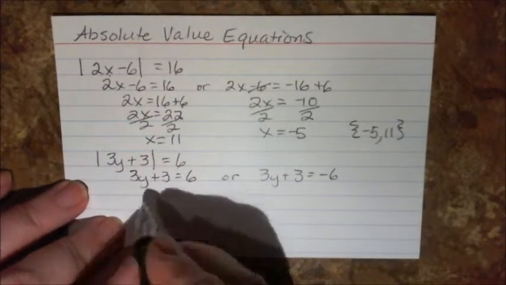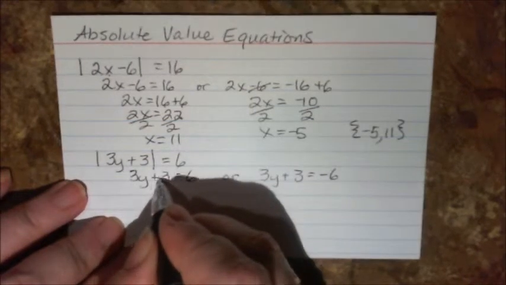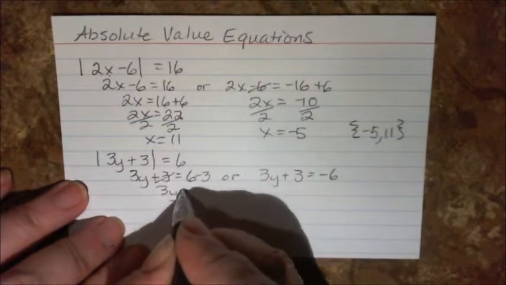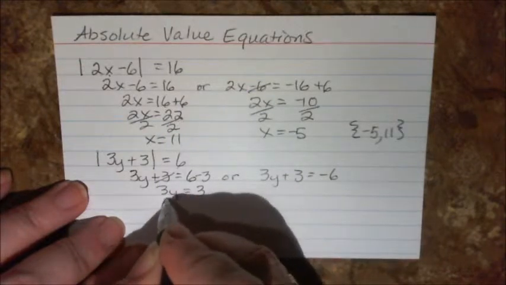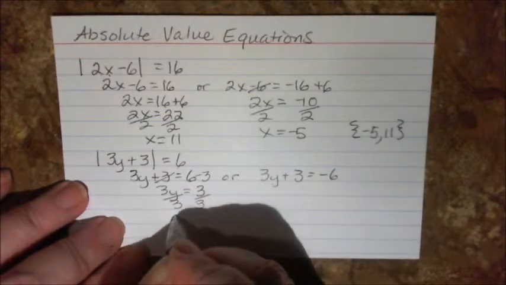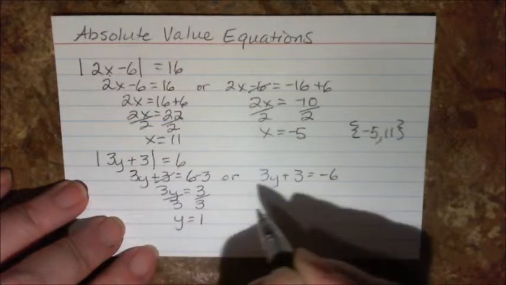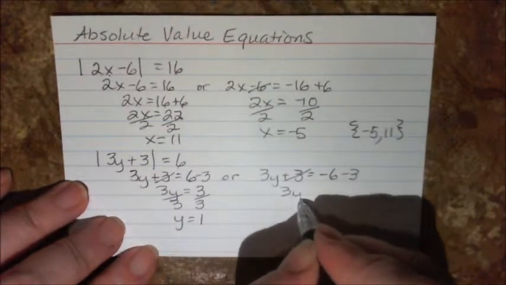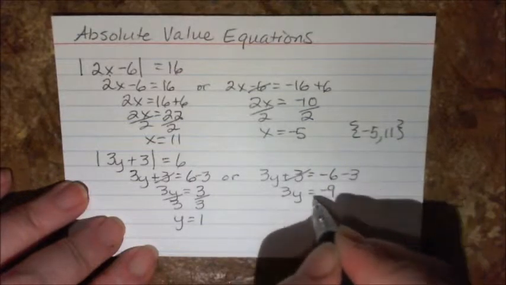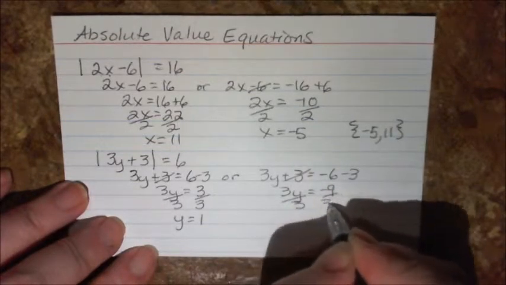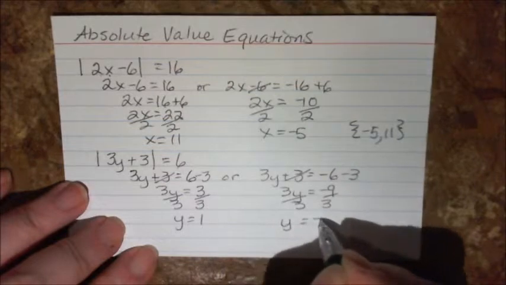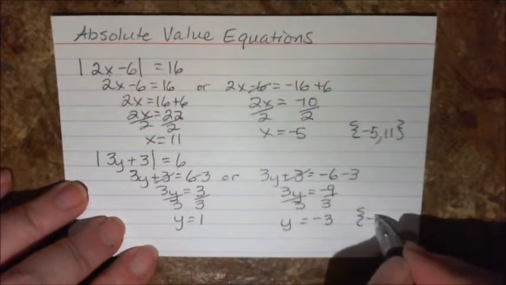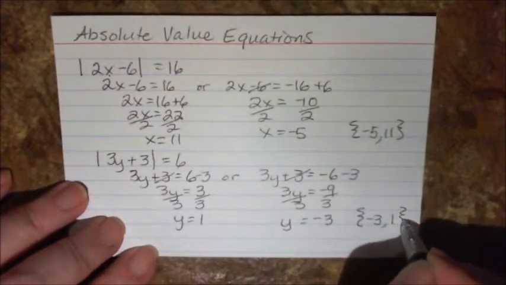Alright, let's solve. This one we would subtract 3 from both sides. That gives us 3y is equal to 3. Divide both sides by 3, gives us y is equal to 1. Let's subtract 3 from both sides here, and this gives us 3y is equal to negative 9. Divide both sides by 3, and we get y is equal to negative 3. So our solution set should have the numbers negative 3 and 1.